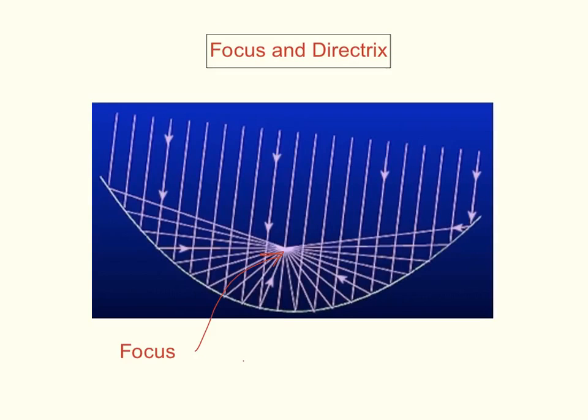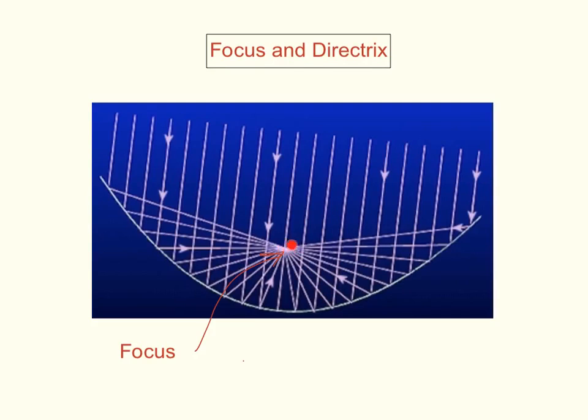So we're going to look at the focus and the directrix of a parabola. You probably have something sitting in your backyard that looks like this, and it's what you get your TV from. The TV waves come in to your house, you aim this parabola at those waves, and as they come in, they bounce off the parabola, and they all end up going to the focus.